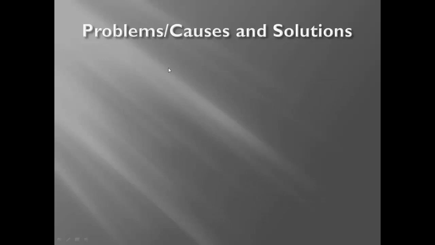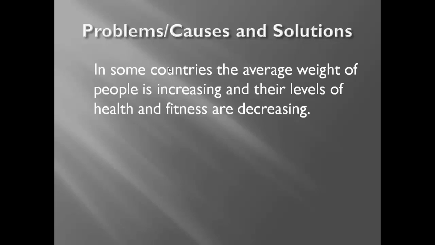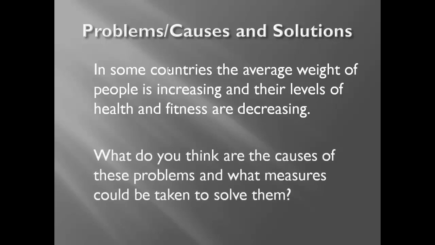So let's move on to our fourth type of question: problems and solutions, or causes and solutions. The reason why I've included both problems and causes is because you have to answer these in different ways. But we're going to do a whole module, a whole video on these questions, so don't worry about the distinction just yet. So you'll always be given a general statement. In some countries, the average weight of people is increasing and their levels of health and fitness are decreasing. What do you think are the causes of these problems, and what measures can be taken to solve them?